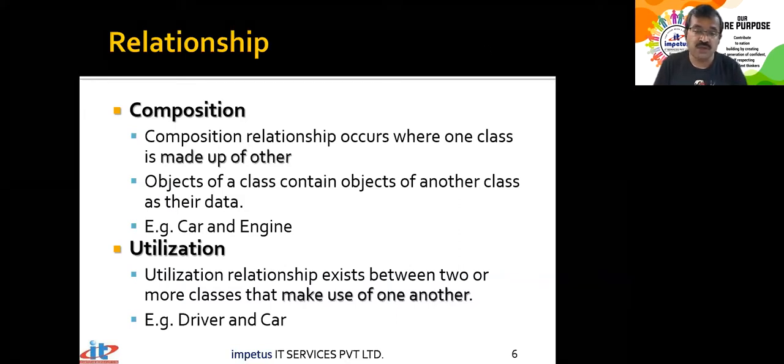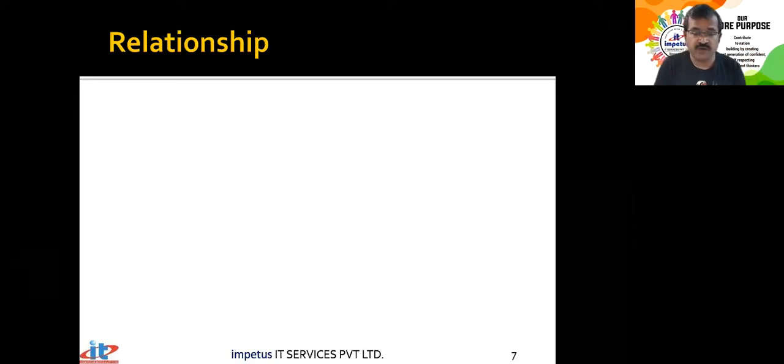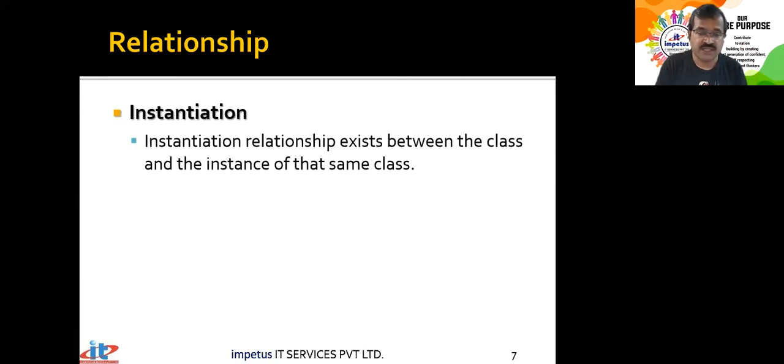In composition, you cannot describe a car without an engine. So there is a dependency. Here in utilization, there is utilization for fulfilling their objective, but both of them can be described independent of each other. And then comes instantiation.